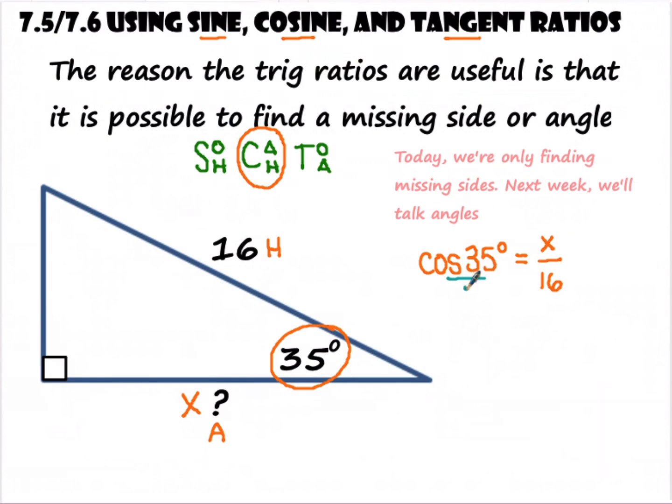Another way to think of that is we can always put this over 1 and think about cross multiplying. I would take the cosine 35 degrees times the 16 and have that equal the x times 1. Either way, we're going to be taking that 16 times the cosine 35, and that would equal the x times the 1. And now we just have to type in 16 cosine 35.